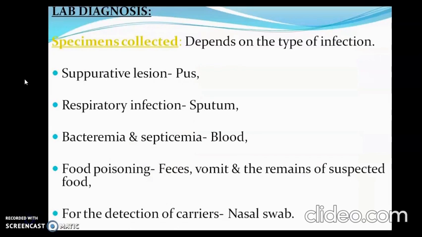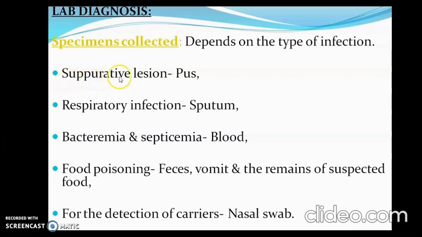Now let's discuss the laboratory diagnosis of Staphylococcus aureus. The specimens to be collected depend upon the type of infection that is caused by Staphylococcus aureus. As Staphylococcus aureus affects various parts of the body like the skin, musculoskeletal, respiratory system, central nervous system, and the endovascular system, the specimens to be collected also differ.